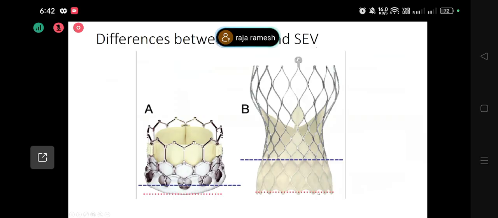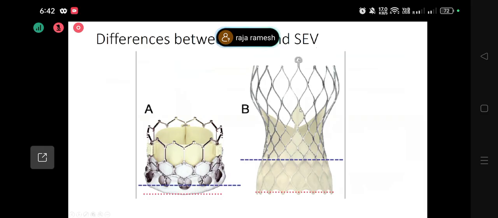And on the outside there will be a skirt up to 2 diamonds. We call them nodes. This is node 0, this is node 1, this is node 2, and this is node 3. So up to node 3, around 13-14 millimeters depending upon the size of the Evolut valve, there will be an outer skirt which will prevent paravalvular leakage from outside the cage of the valve.